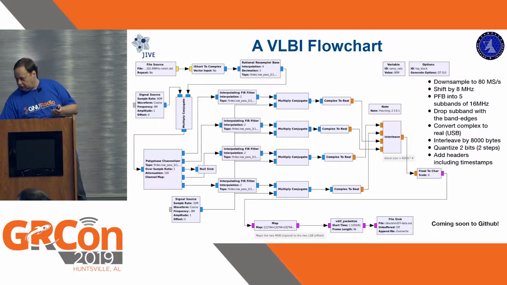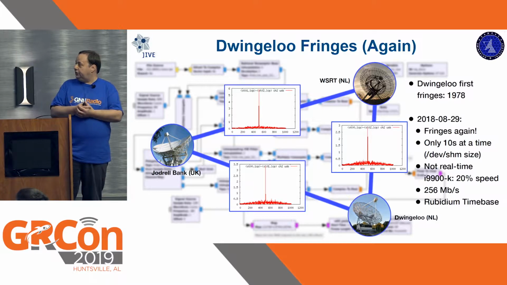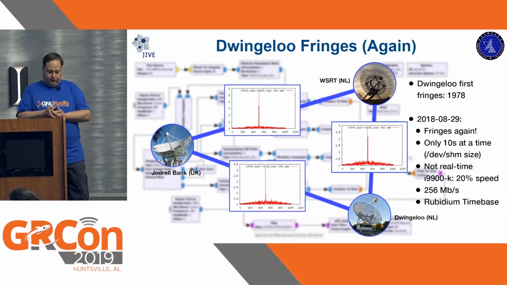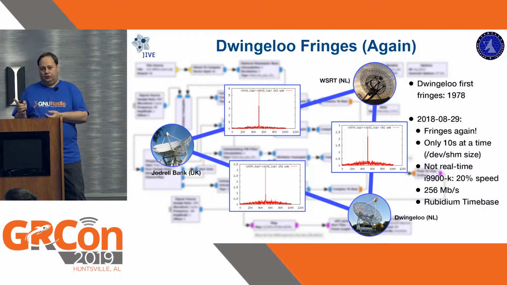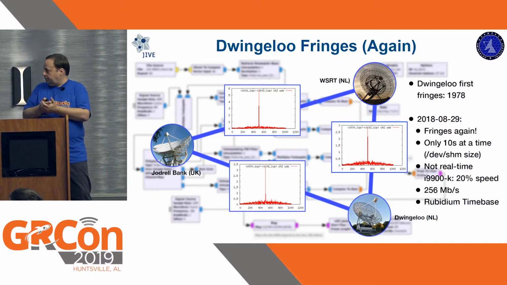Now, using this flowchart, last year, in August, we actually did our first VLBI observation with the radio telescope, except it wasn't the first. This telescope did it in 1978. They borrowed a rubidium clock somewhere. And we did the same thing.